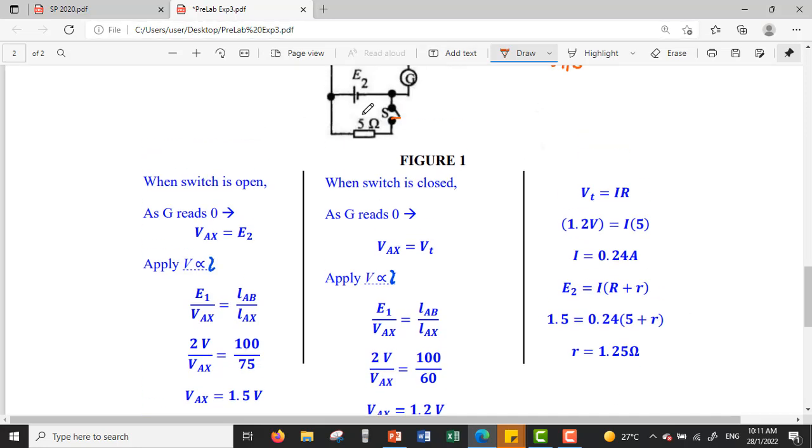Terminal voltage is the voltage across the external resistor. The external resistor connected to E2 is 5 ohm, so we can use terminal voltage equals IR to calculate the current flowing out of battery E2. We get the current as 0.24 ampere. Then we use E2 equals I times (R plus r) to find the internal resistance. We will get the internal resistance as 1.25 ohm.